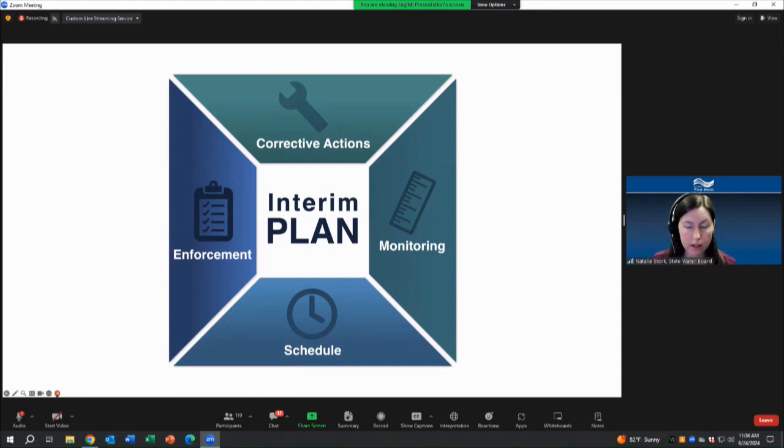We hope that it doesn't get to this point. The goal is to get this basin and others back on track before we need to get to this. Now, I'm going to hand this over to Zach to talk about the draft staff report.